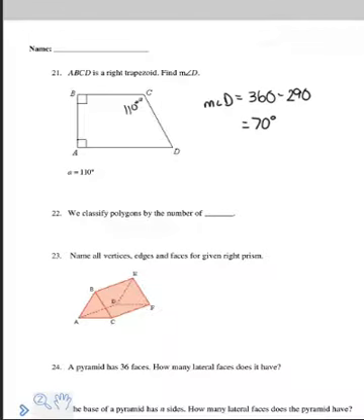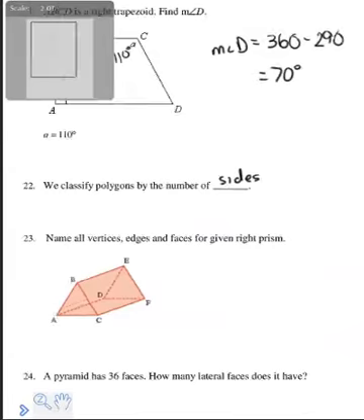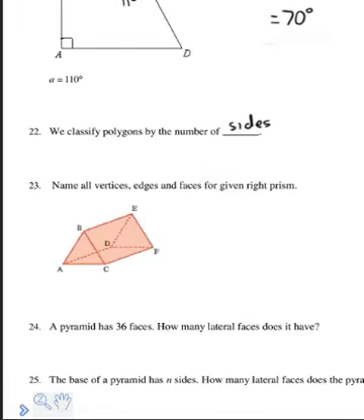We classify polygons by the number of sides. Like a triangle has 3 sides, a quadrilateral has 4 sides, a pentagon has 5, and so on and so on. Okay, 23. Name all vertices, edges, and faces for the given right pyramid. So let's start with vertices. We just have A, B, C, D, E, F.